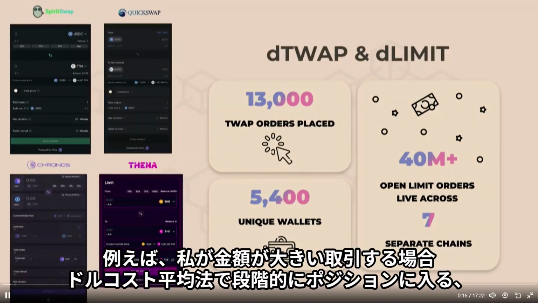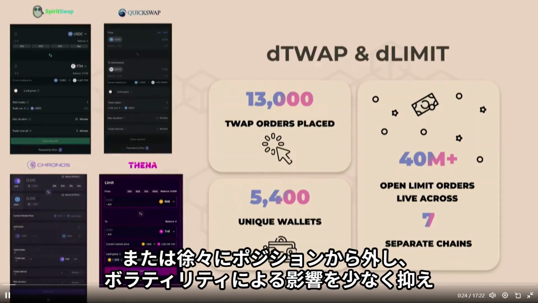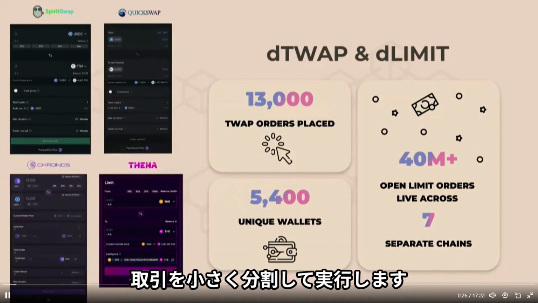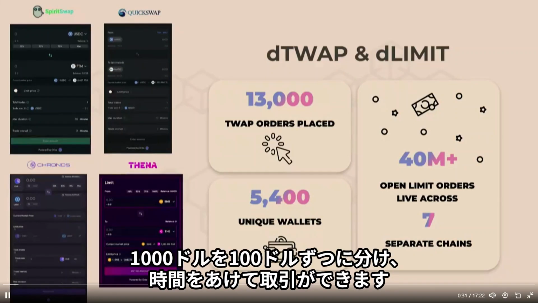It means that I want to do a large trade. Either I want to do DCA, so I want to go in gradually into a position or gradually out of a position, or I want to neutralize volatility, so I would cut the trade into a bunch of smaller trades and get them executed. I can take $1,000, do $100 trade each over intervals of 10 minutes or 1 hour or 1 day or 1 week. And that's TWAP.